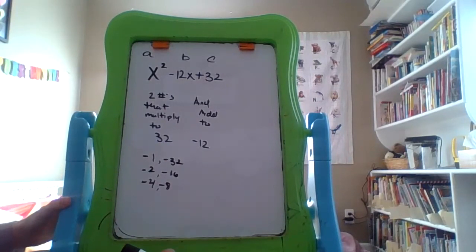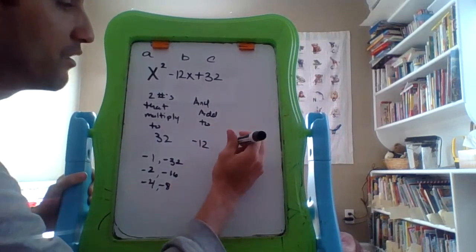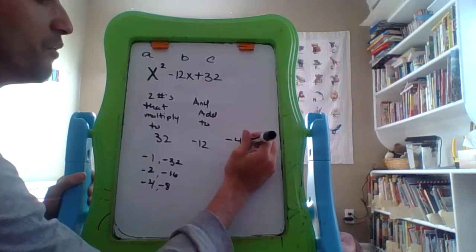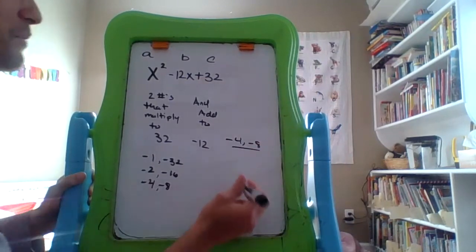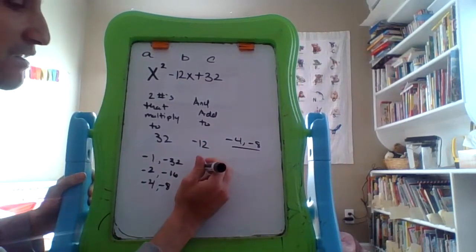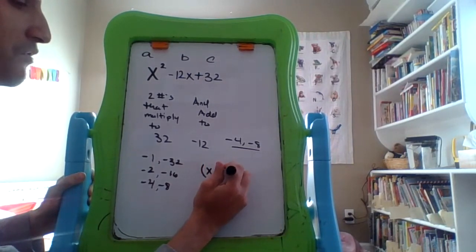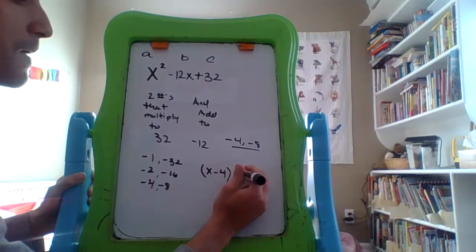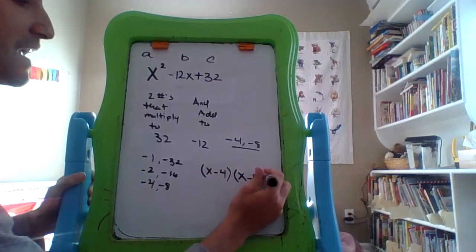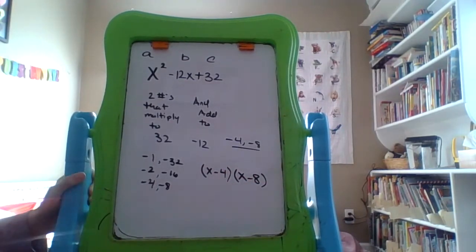Now, what's also neat about that too is those are my two numbers. So negative 4 and negative 8 are my two numbers. And when I write them in factored version, I want to write x minus 4 and x minus 8.